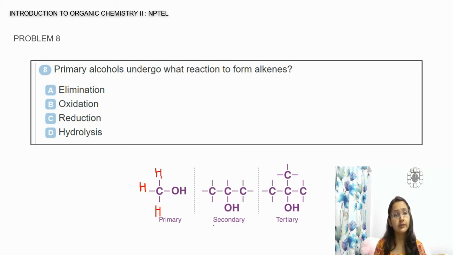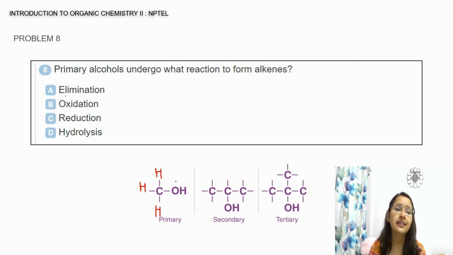So whether we go for oxidation or reduction or hydrolysis. When we take an oxidation reaction here, we will end up with a ketone, right? So no alkene formation will take place. With reduction also, it is not going to give you alkene. With hydrolysis also, it is not going to give you alkene.